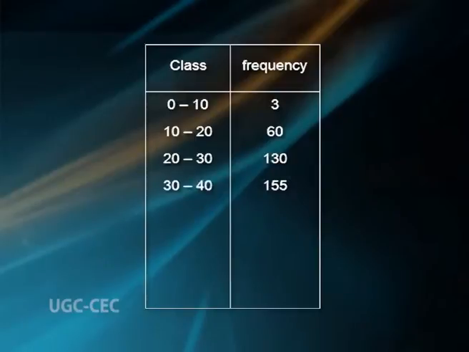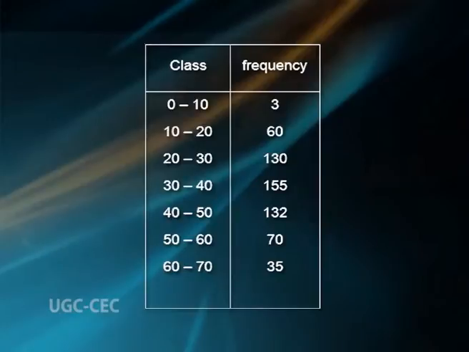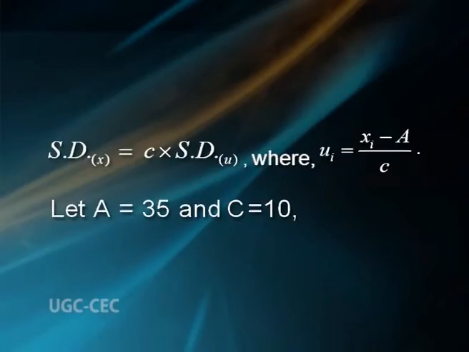Problem. Obtain the standard deviation using shortcut method for the following data: class 0 to 10, 10 to 20, 20 to 30, 30 to 40, 40 to 50, 50 to 60, 60 to 70 and 70 to 80. The corresponding frequencies 3, 60, 130, 155, 132, 70, 35 and 15. Solution. By shortcut method, standard deviation of x values equal to c into standard deviation of u values, where ui equal to xi minus a divided by c. Let a equal to 35 and c equal to 10.